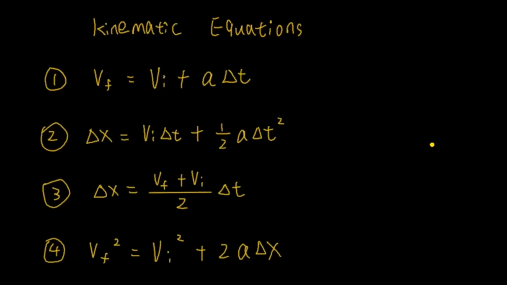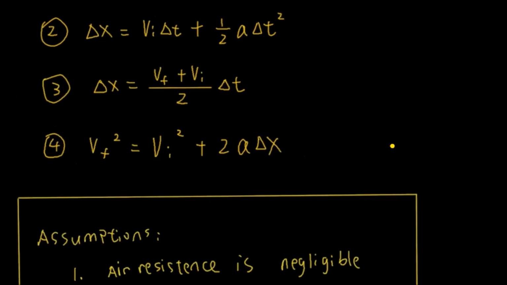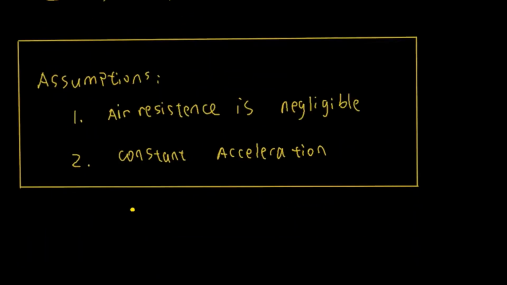In this video, I will derive the below 4 kinematic equations. Before I start deriving the equations, let me state some of the assumptions first. So in order for these equations to work, air resistance has to be negligible. Also, as you can see here, there's some acceleration component in the equations. The acceleration has to be constant. So constant acceleration.